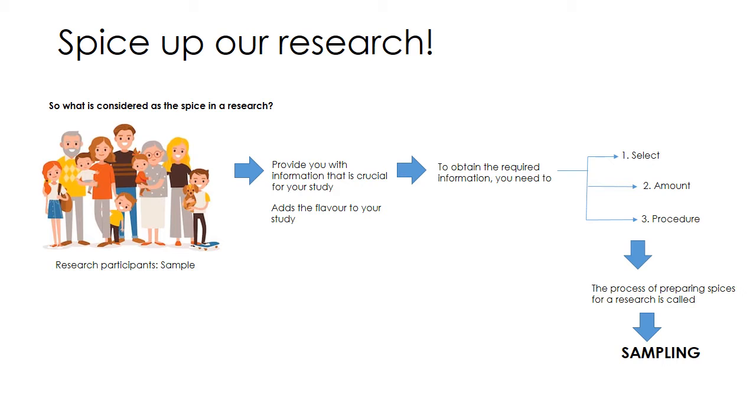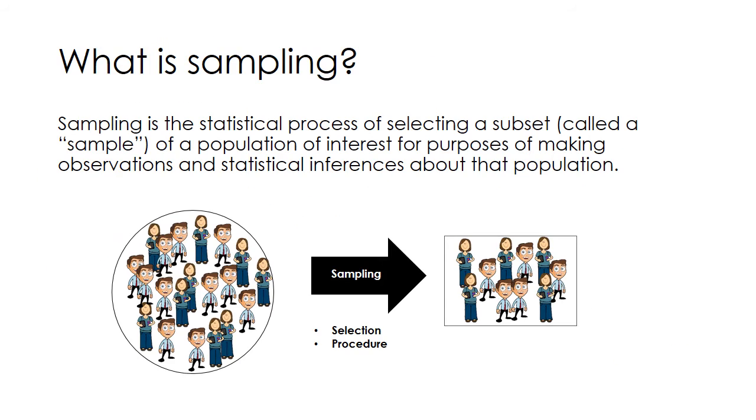So this process of preparing spices in research is called sampling. So what is sampling? It is a process of collecting or creating a sample from your population. So you are subsetting from your population. So it's important to have a proper selection procedure.